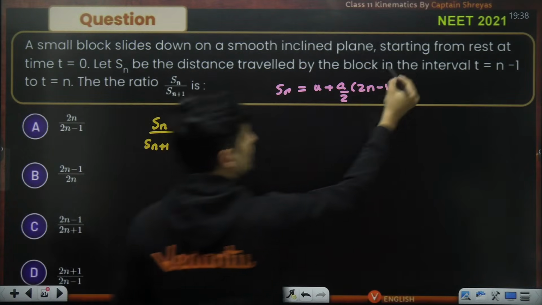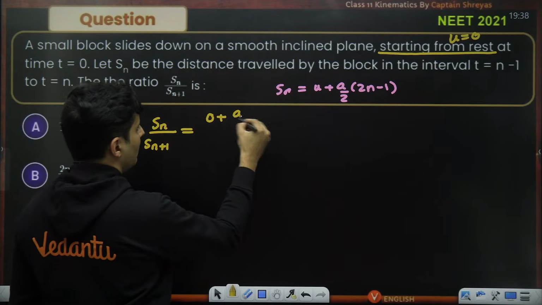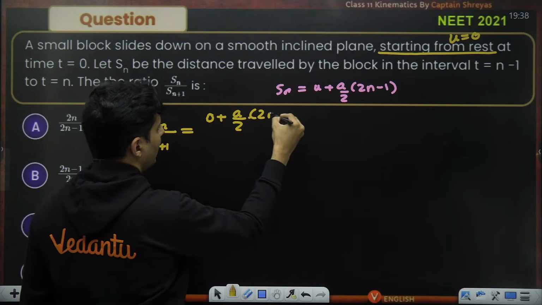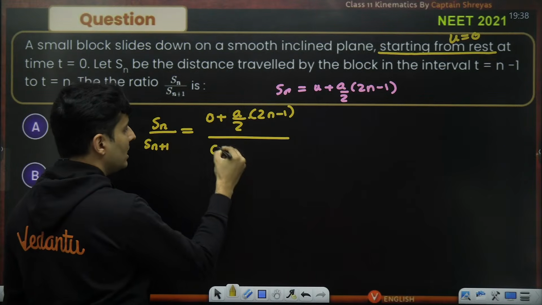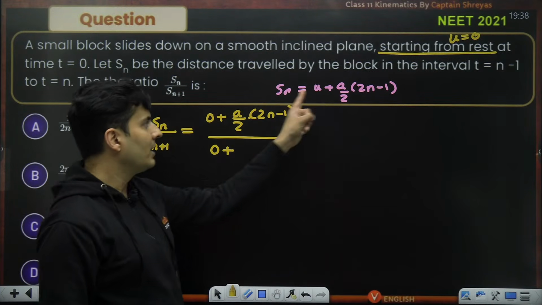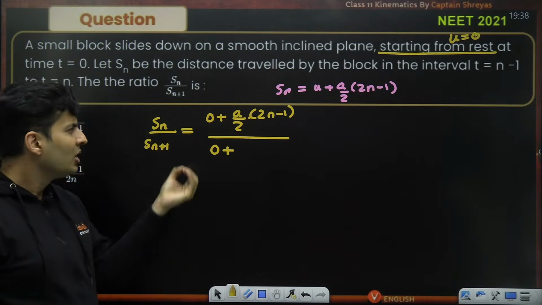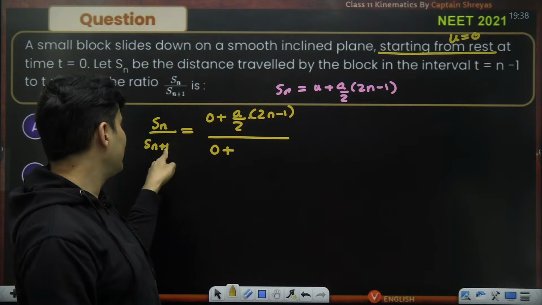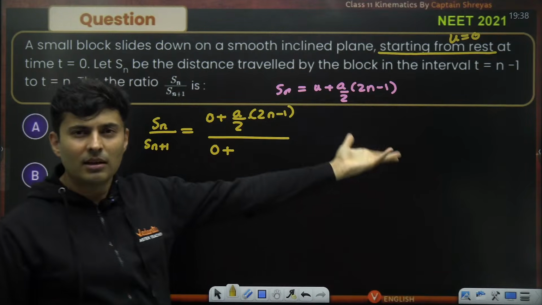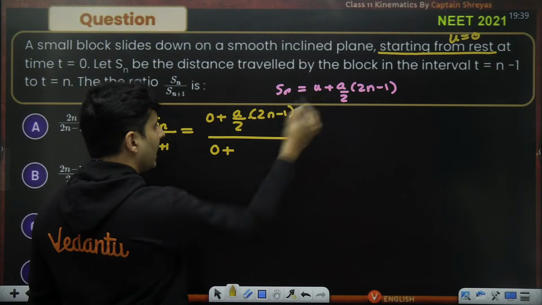Initial speed is 0. It's clearly mentioned. Initial speed is 0, plus a by 2 into 2n minus 1. Whole thing divided by, again, here initial speed is 0 if I use the same formula, but this is for the n plus 1th second. So wherever you see n, put n plus 1. That's it. If this was n plus 3, instead of n, you put n plus 3. It's just a value which you are replacing. So a is a only.